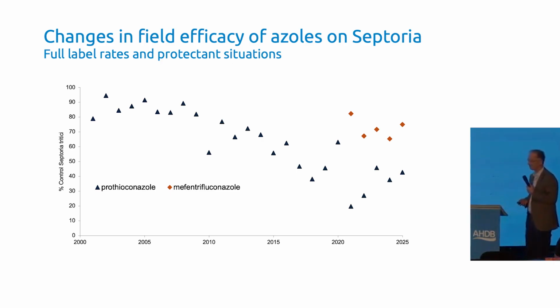It's now perhaps providing us with an unreliable level of control. It does vary from season to season and site to site. But on average, within these trials, the last 2 or 3 years, it's been giving us somewhere in the order of 40% control in a protectant situation. Mefentrifluconazole, the other azole, has now been out for 5 years or so. And interestingly, that does seem to be maintaining a difference and a higher level of efficacy compared to prothioconazole, which is reassuring.